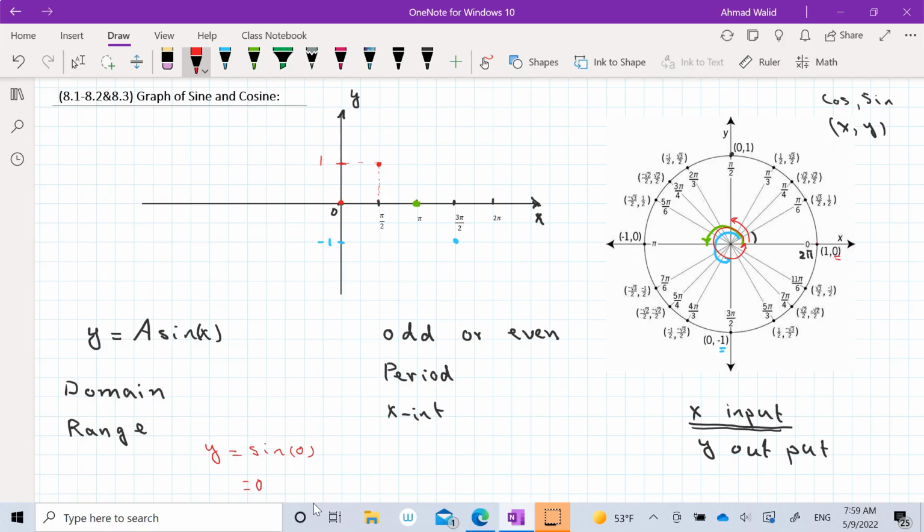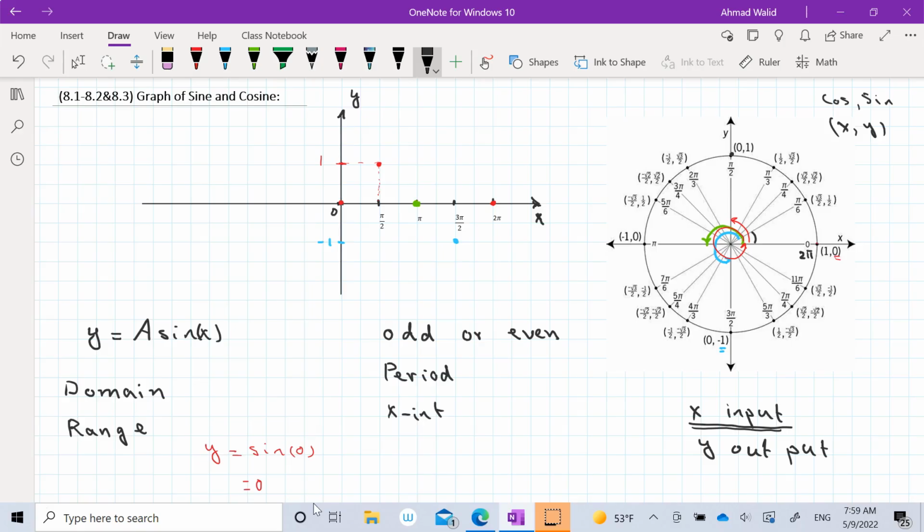And finally, when you do a full round like this, you turn all the way and come back here. It's a positive angle, correct? It means 2 pi. What is the sine of 2 pi? The sine of 2 pi is again what? 0.